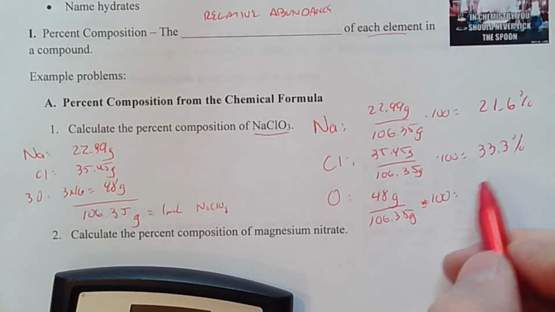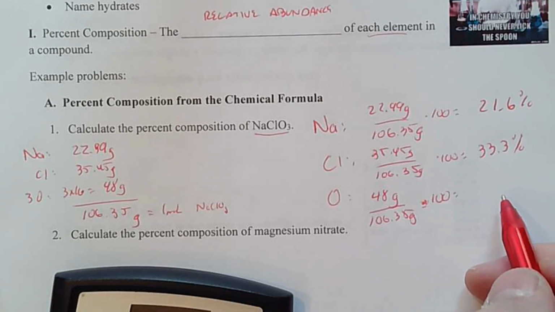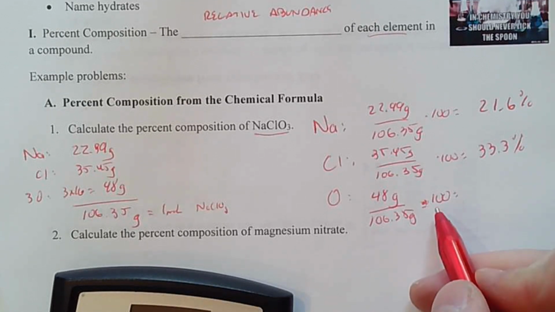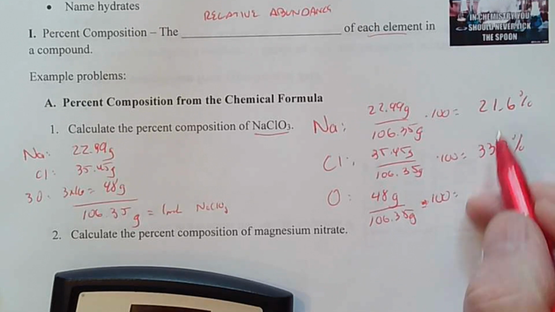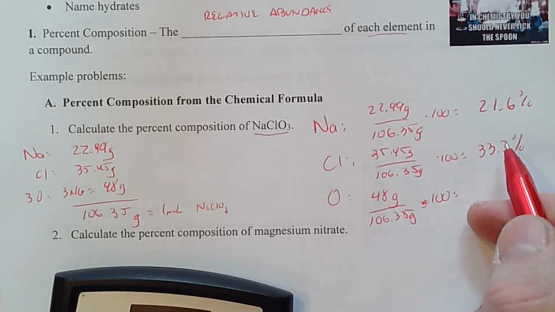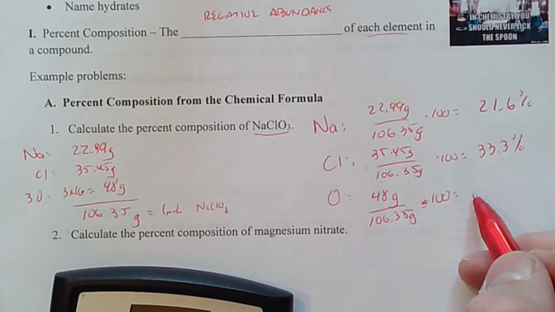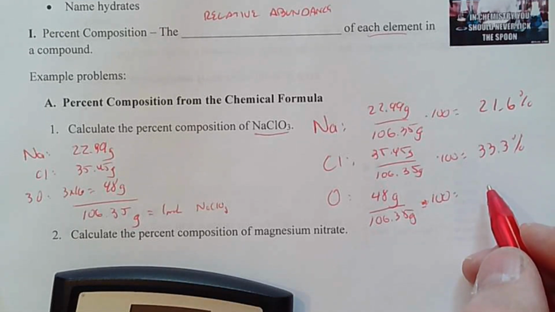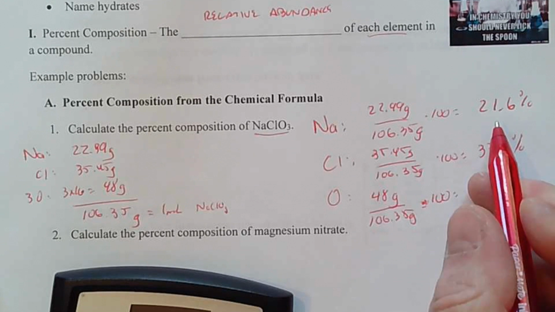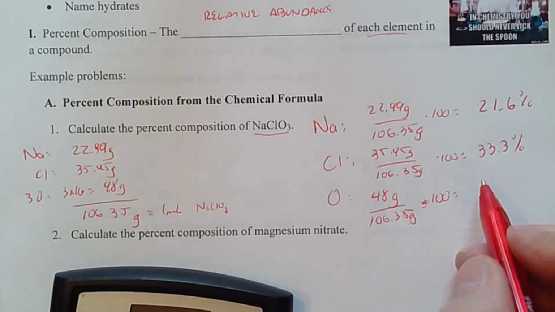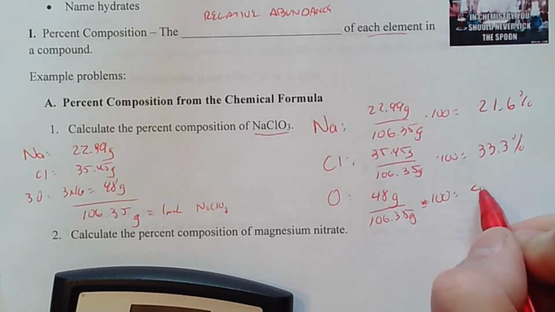And you could get the oxygen's contribution 2 different ways. You do it this way, 48 divided by 106.35 times 100, or add these 2 things together and subtract it from 100, because these 3 percentages should add up to 100%. If you do it this way and then add them up just to double check your answer, and it doesn't come close to 100, you did something wrong. So that's one way to check these.